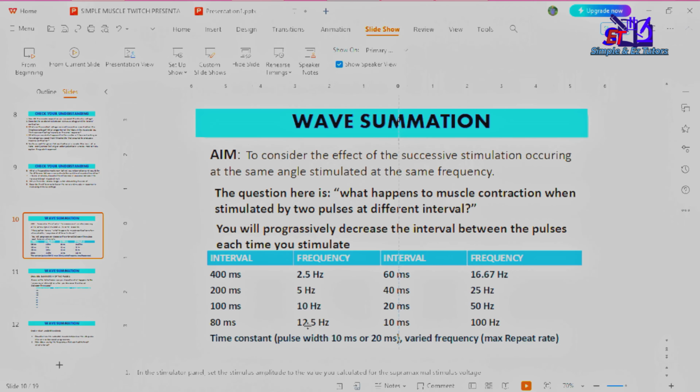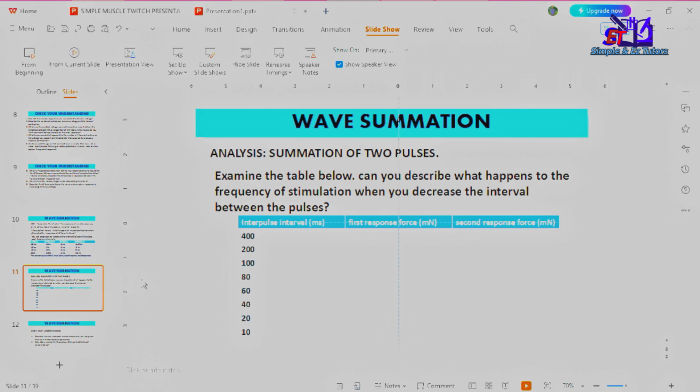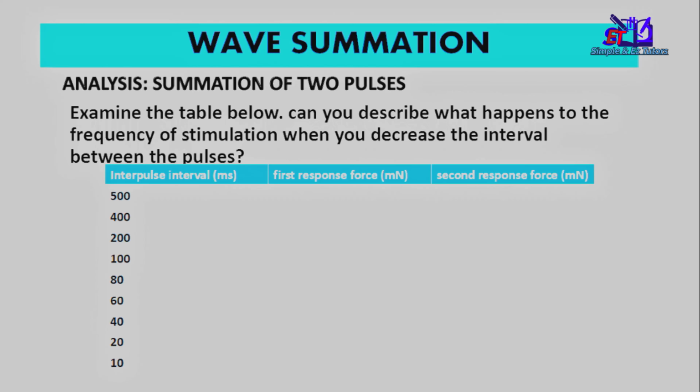frequencies to determine that. So in our analysis, we are going to examine the table and we will describe what happened to the frequency of stimulation when we decrease the interval between the pulses. We are going to be using this table for the analysis. We will record the contraction of the first response on this column and the second response on this column.